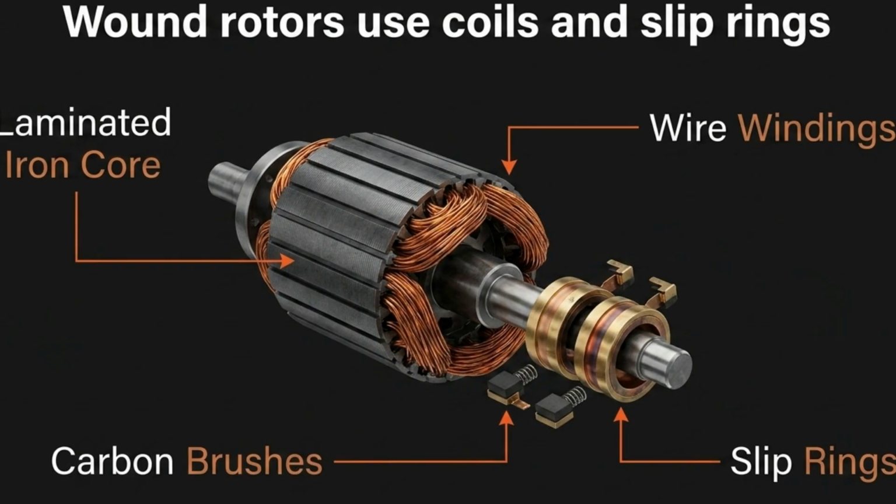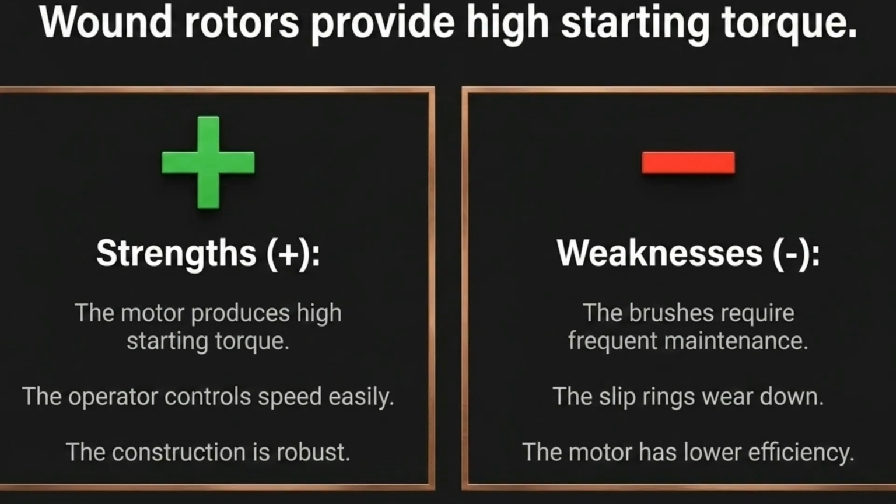external field power. A wound rotor is built with a laminated iron core, wire windings, and a system of slip rings and carbon brushes to deliver power to the rotor coils. Wound rotors provide high starting torque, easy speed control, and a robust construction. However, they suffer from lower efficiency and require frequent maintenance for brushes and slip rings.